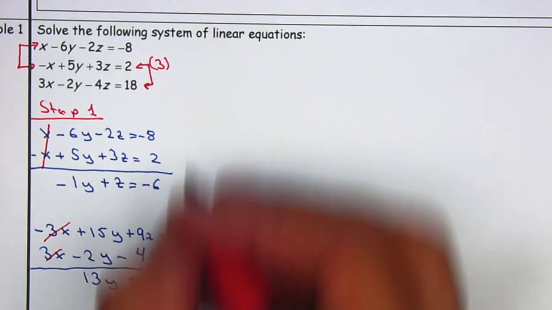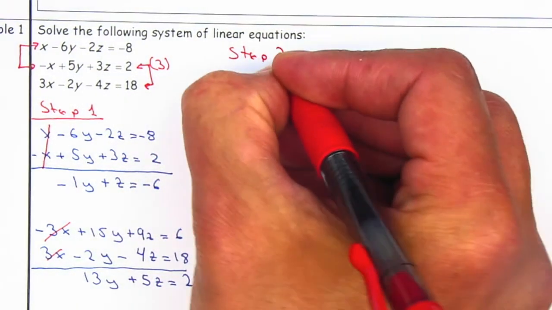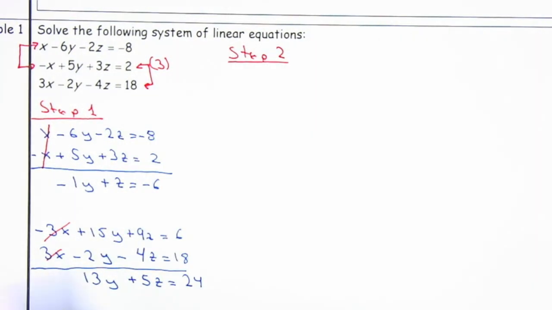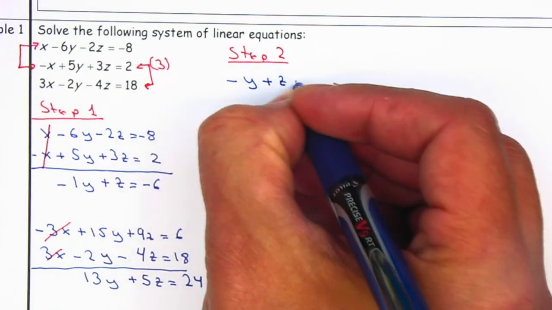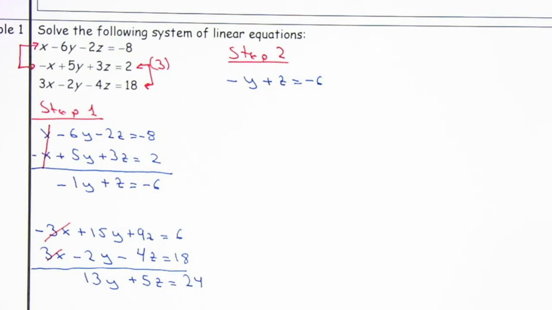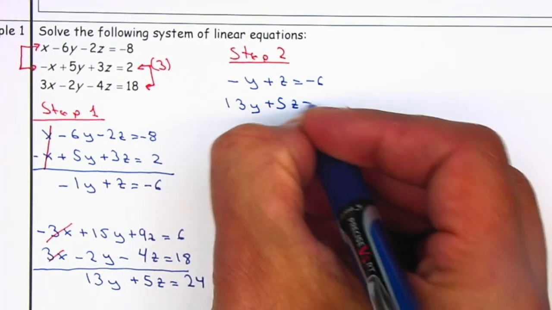Now that we finished with canceling the x's twice, on step number 2, let's go and write down both equations that we ended up with. Negative y plus z is equal to negative 6, and then we have 13y plus 5z is equal to 24.